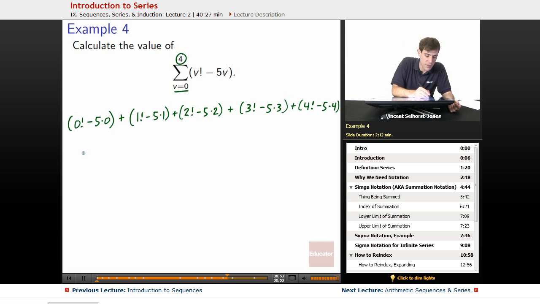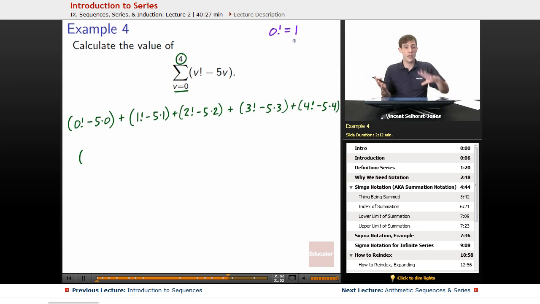So now it's just a matter of simplifying to actually get the value. What is 0 factorial? Remember, 0 factorial is simply defined to be equal to 1. All the other numbers factorial is that number times each of the positive integer numbers underneath it, but 0 factorial is just simply defined to be 1.